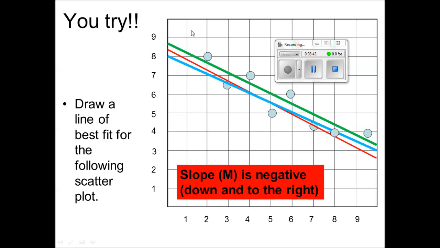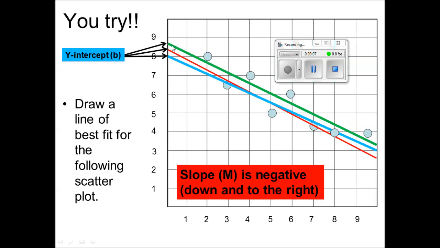Would have a negative slope because the line is running down and to the right. So this is what negative slope is going to look like. And that's important to pay attention to when you're solving for this variable m in upcoming slides, is to know that this is what the line would look like if you get a negative m value.